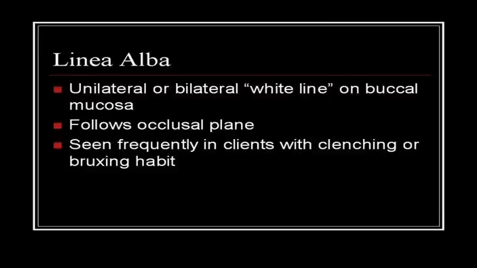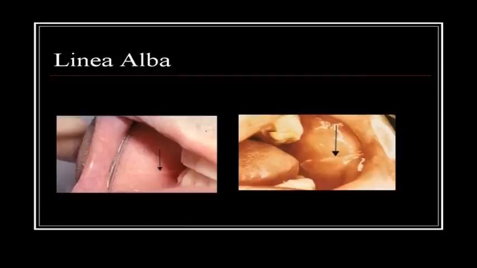Linea Alba literally means white line and is found as a unilateral on one side or bilateral on both sides of the buccal mucosa. It generally follows the occlusal plane and is often seen in clients who clench or brux.